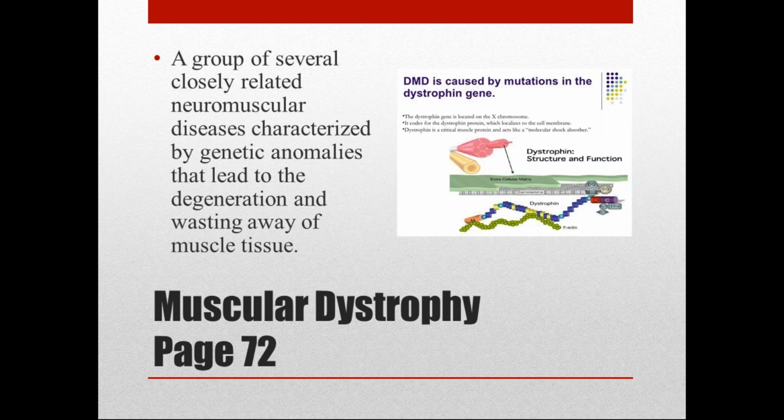Okay, so when you look at your book, you can see there are different types of muscular dystrophy, and we'll be talking about a few of them. Okay, so you can see on page 72 types. Duchenne's muscular dystrophy is obviously the most common type. Okay, that's the one that kids have.